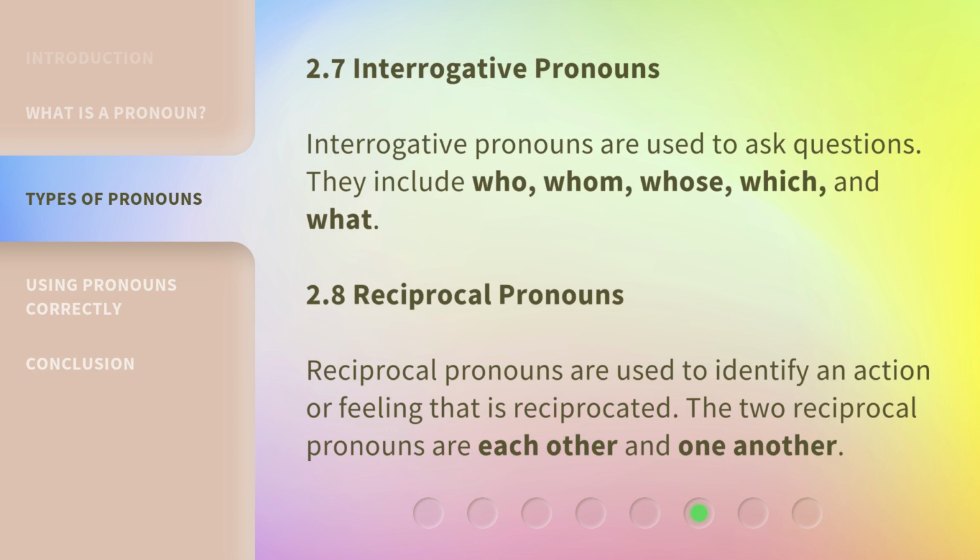2.7 Interrogative pronouns. Interrogative pronouns are used to ask questions. They include who, whom, whose, which, and what. 2.8 Reciprocal pronouns. Reciprocal pronouns are used to identify an action or feeling that is reciprocated. The two reciprocal pronouns are each other and one another.